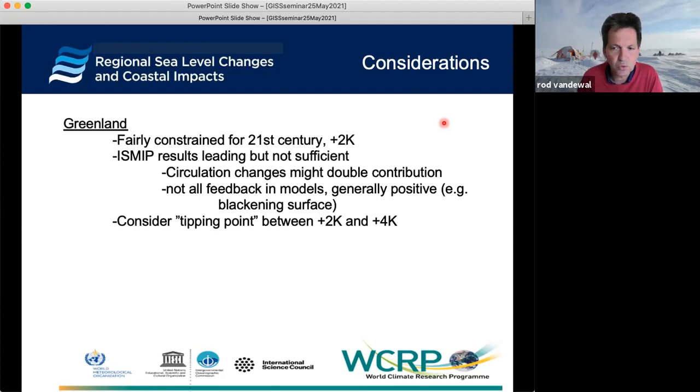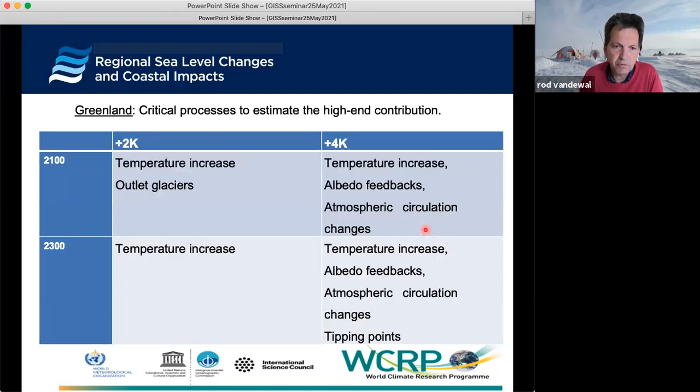And that all leads to, the bottom line is, lower albedos and therefore more melt. Another complication for Greenland is that there is a tipping point, possibly between 2 and 4 Kelvin, depending a little bit on which study you tend to believe. But that also has repercussions, of course, for a high-end estimate. So for Greenland, it already gets a little bit more complicated.